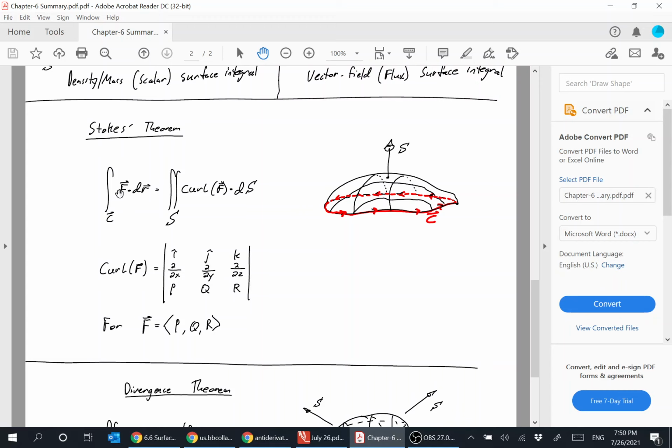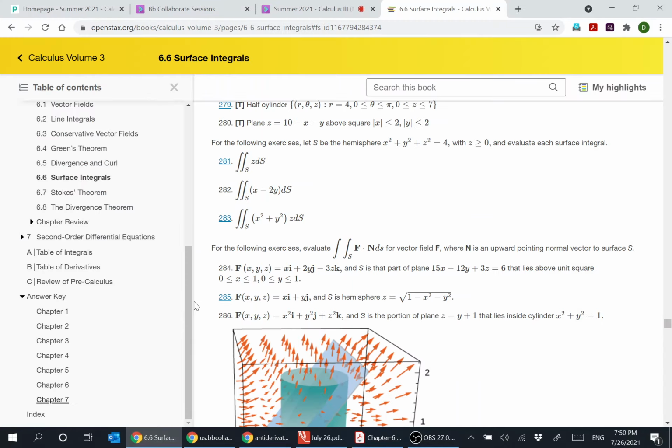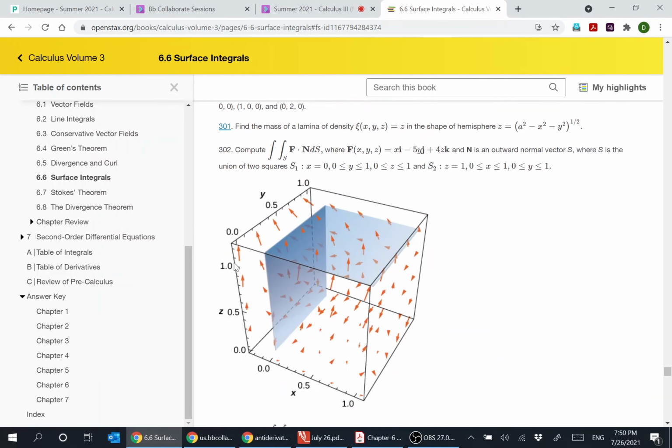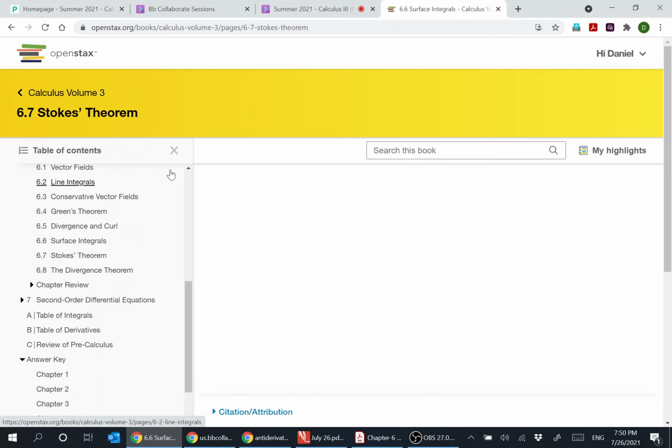So the line integral of f dot dr over the boundary of the surface is the surface integral of the curl of f dot dS. And the thing to remember about Stokes' theorem is that it's not the surface that matters, it's the boundary of the surface that matters. Whatever surface it is that you pick, as long as it has boundary C, you're good to go. So typically, you pick a plane, some real easy surface to work with. So Stokes' theorem, 13.6.7.